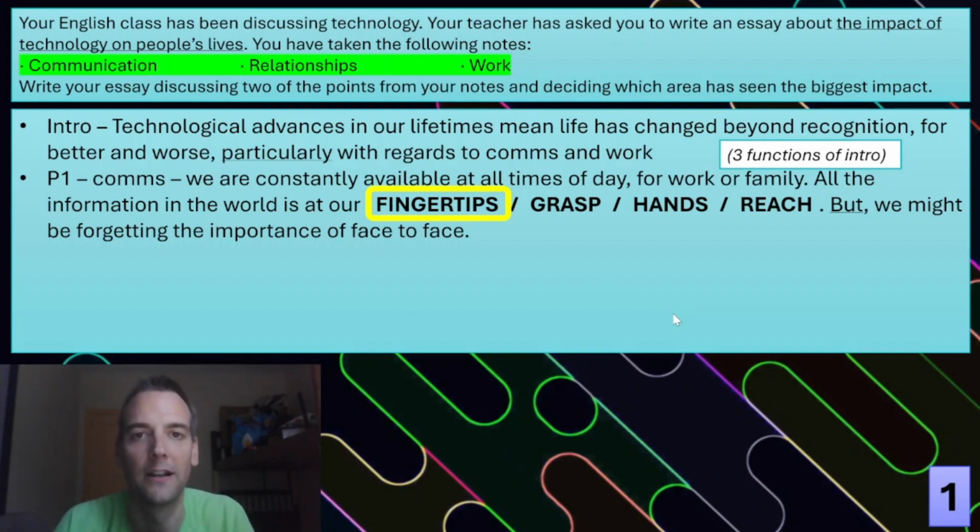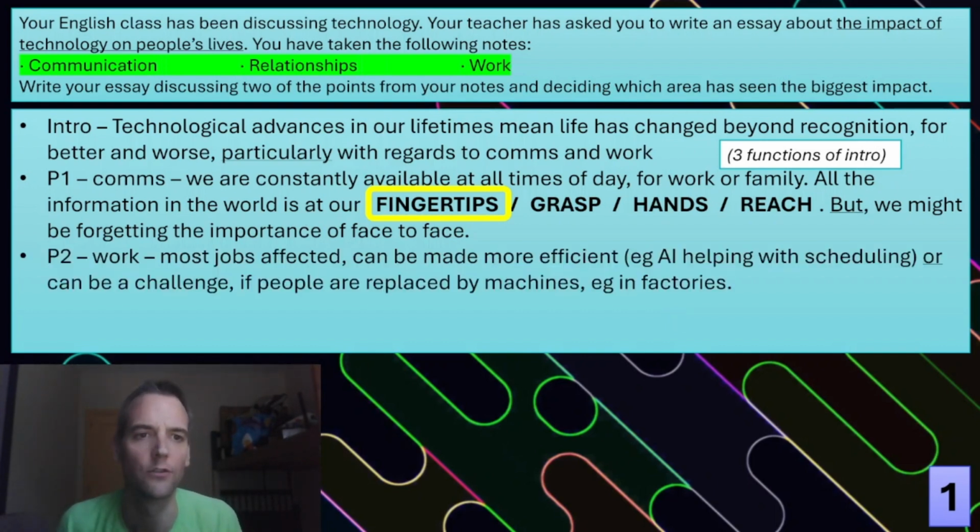Then I'll do the same for paragraph 2. In my case, I want to discuss work. As I said in the introduction, jobs are affected. They can be made more efficient, for example, with AI. For example, I'm developing my idea again, and I'm showing how I link one part to the next with examples. Or, on the other hand, in contrast, and so on, it can be a challenge. People are replaced by machines, for example, in factories. So again, developing my ideas with contrasting ideas with examples.